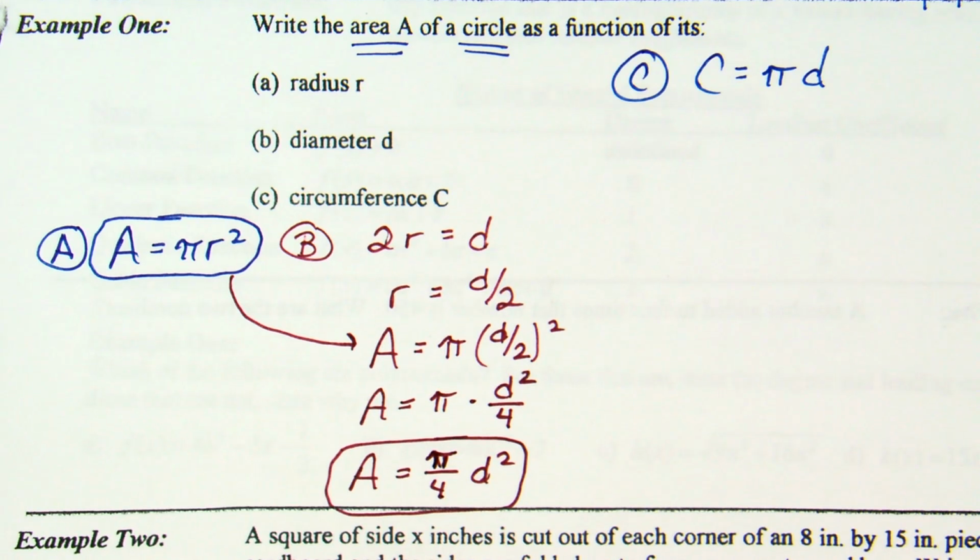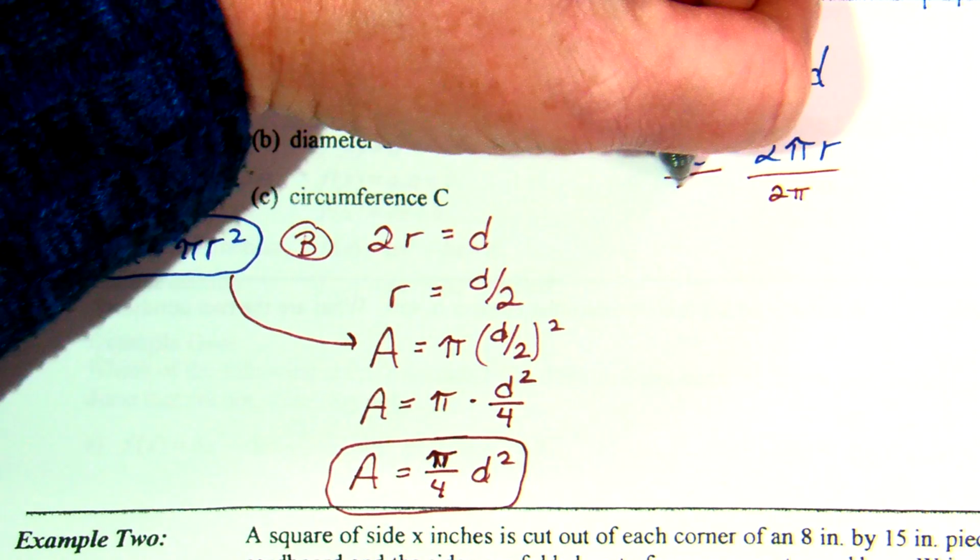I personally would use this A equals pi r squared, which means I need to take C equals 2 pi r and solve it for r. How do I solve for r? Divide by 2 pi. What I do to one side, I do to the other side. And so then what is r? R is C over 2 pi.